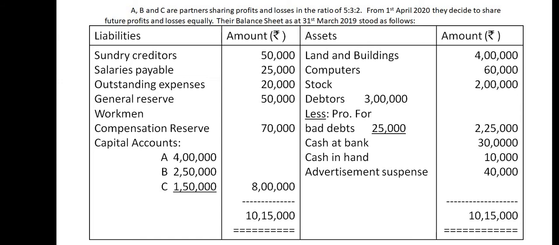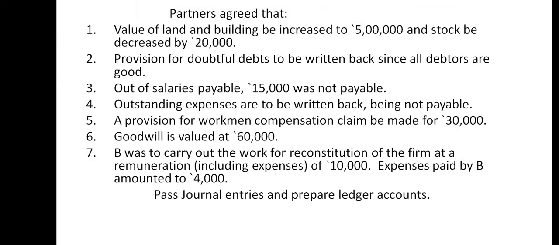Along with this balance sheet, there are certain adjustments. The first adjustment says that the value of land and building be increased to rupees 5 lakh and stock be decreased by rupees 20,000. Provision for doubtful debts to be written back since all debtors are good. Out of the salaries payable, rupees 15,000 was not payable, so 15,000 need not be paid. And outstanding expenses are to be written back since not payable. Provision for workmen's compensation claim be made for rupees 30,000.